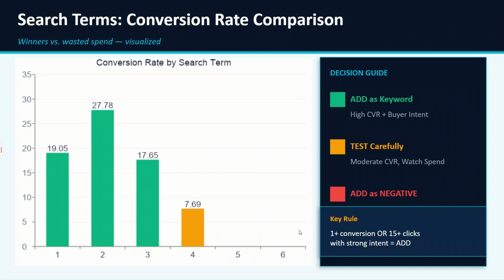We block them immediately with negative keywords. So my simple rule is, if a search term has one or more conversions, add it. If it has 15 or more clicks with strong intent and good CTR but no conversion yet, still consider adding it. If it has 0 conversion and bad intent, it becomes a negative keyword right away. Okay, so always remember this: 15 clicks for a decision.